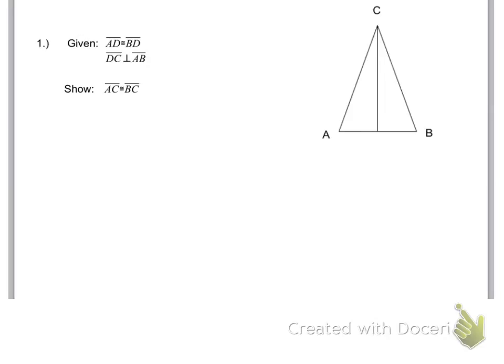Wait a minute. I left something off this graph. That's D. So make sure to put that on, please. So what we need to do is construct a 2-column proof that takes my given and takes me on a journey to get to the point where I can officially say that line segment AC is congruent to line segment BC.